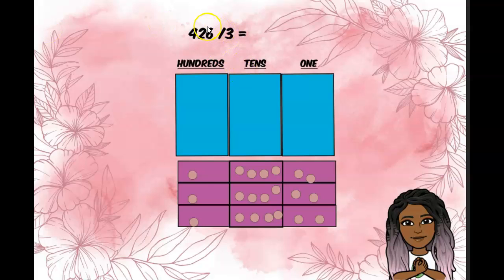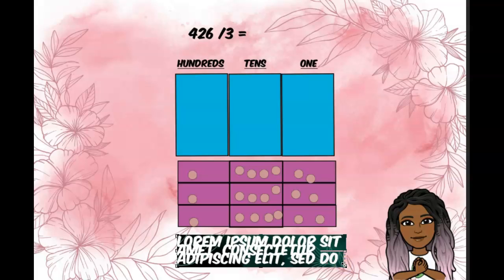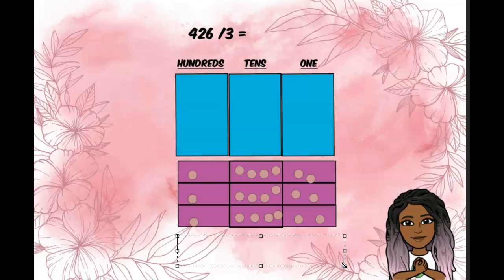And scholars, in order for us to know what 426 divided by 3 is, we have to count the amount in each group. Let's see. Here at the hundreds place, we see that we have 1 in each group. When we move on to the tens place, we have 4 in each group. When we move on to the ones place, we have 2 in each group. So that means that our answer is 142. And now I want you scholars to go back and double check my work.